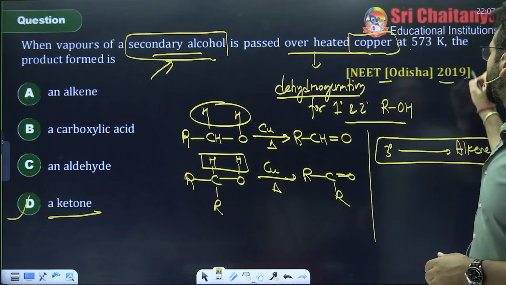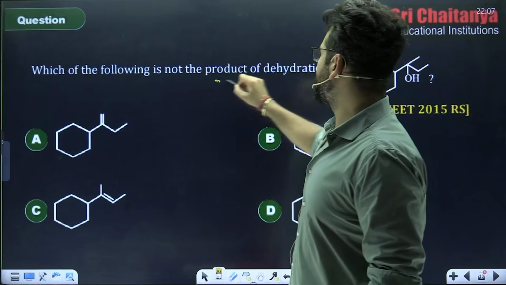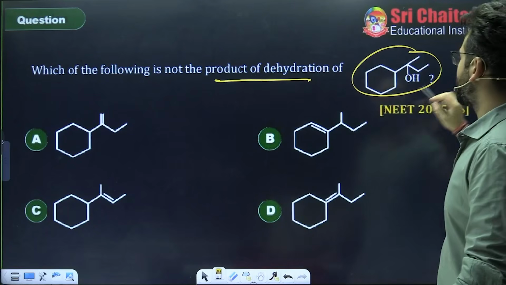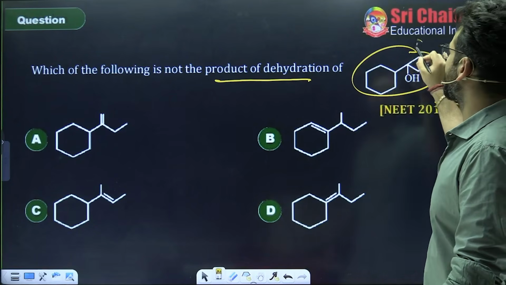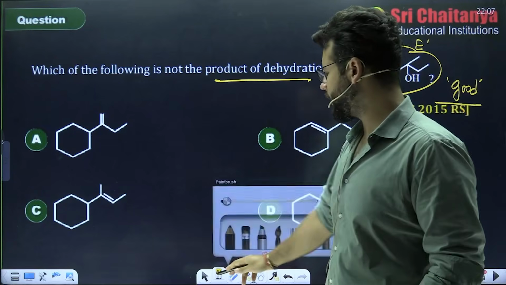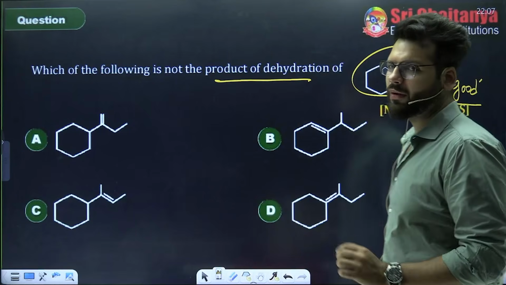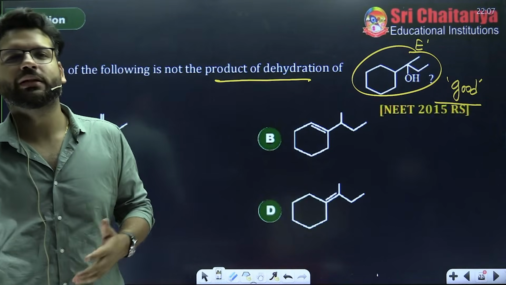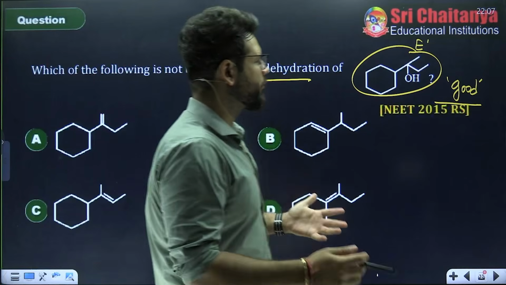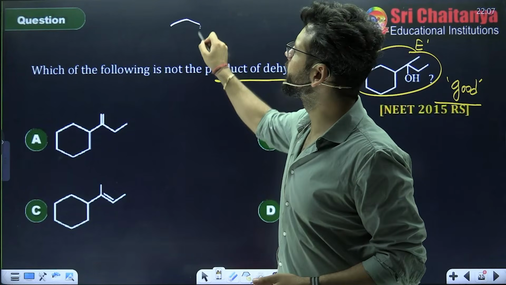It's a NEET 2019 question, which is not the product of dehydration of this compound. Now it's a good question because we need to know the mechanism. It's an E1 mechanism. In the previous class, when I explained to you preparation of alkenes from alcohols, we have discussed this type of problem, that it's an E1 mechanism. So this is the compound that we are starting with.